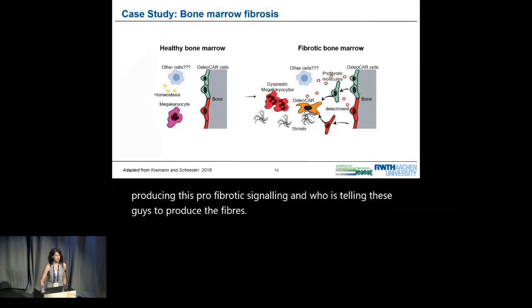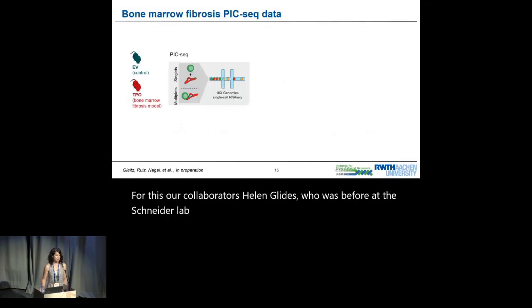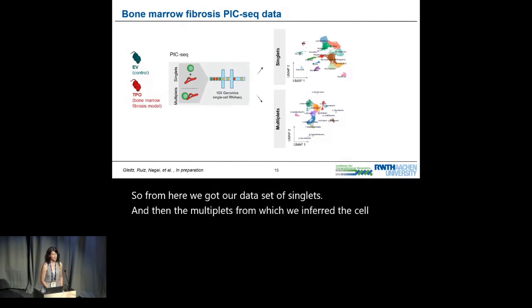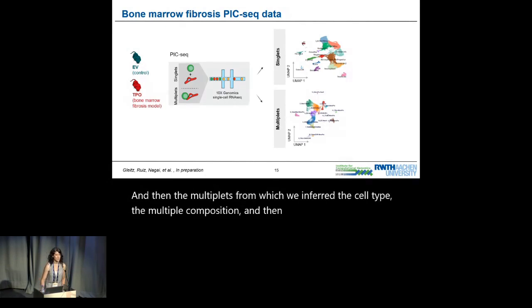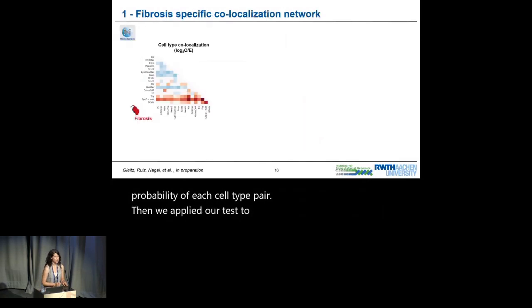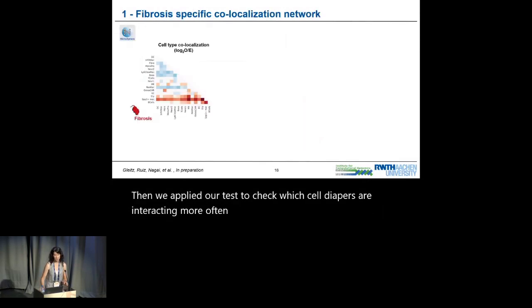For this, our collaborators, Helen Glatz, who was before at the Schneider lab, performed PIC-seq on wild-type and fibrotic mouse models. From here, we got our dataset of singlets, and then the multiplets, from which we inferred the cell types, the multiplet composition, and then got the colocalization probability of each cell type pair. Then we applied our test to check which cell type pairs are interacting more often than expected by chance.